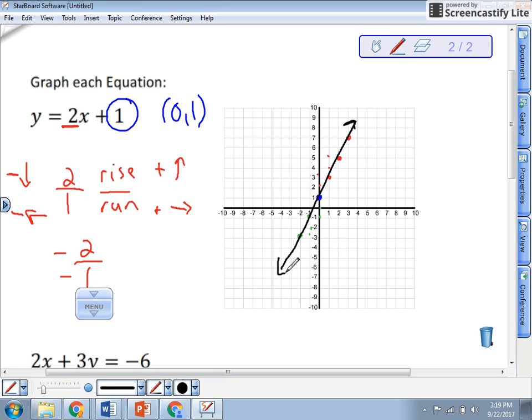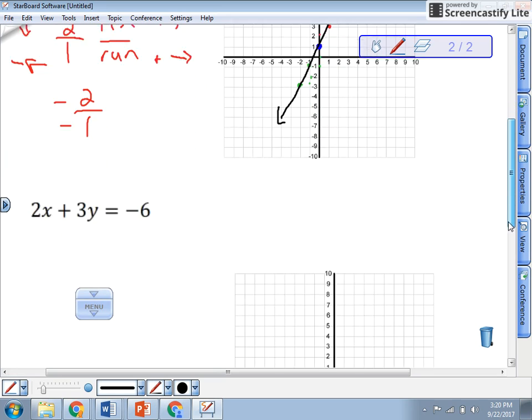It has a y-intercept of 1 and a positive slope. It's going up to the right. Let's take a look at another example.